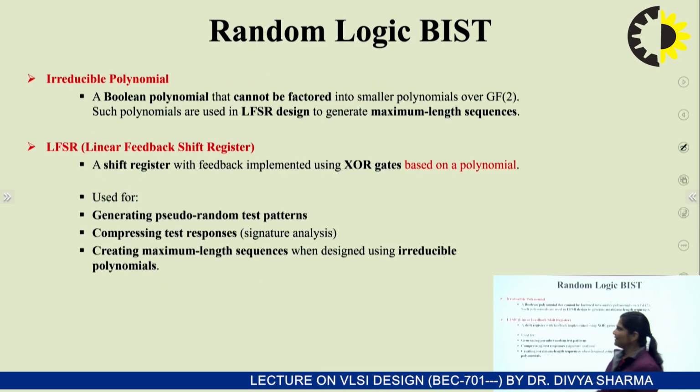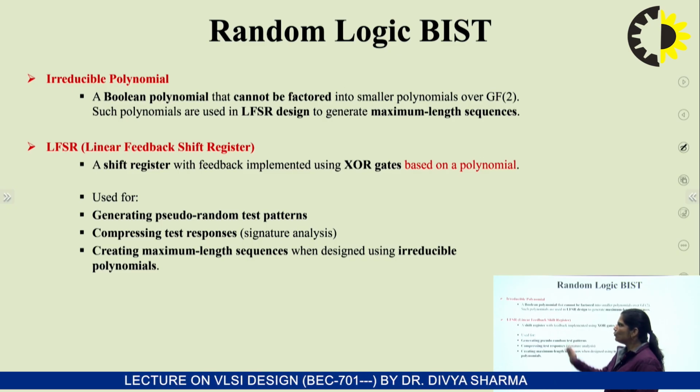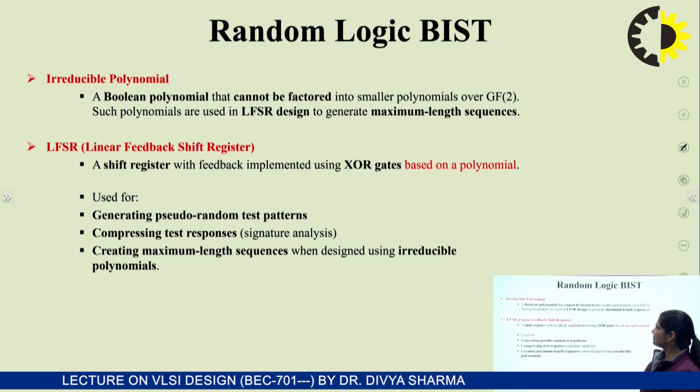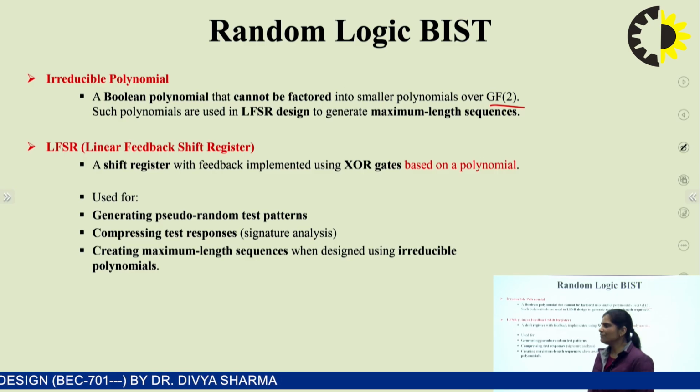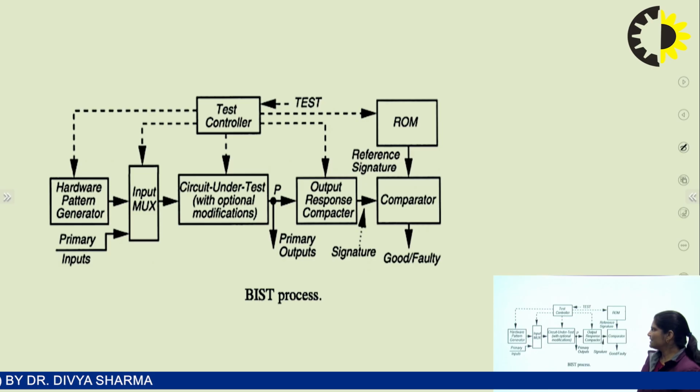Now, next is irreducible polynomial. It is defined as a Boolean polynomial that cannot be factorized into smaller polynomials over GF(2). Such polynomials are used in linear feedback shift register design to generate maximum length sequences.